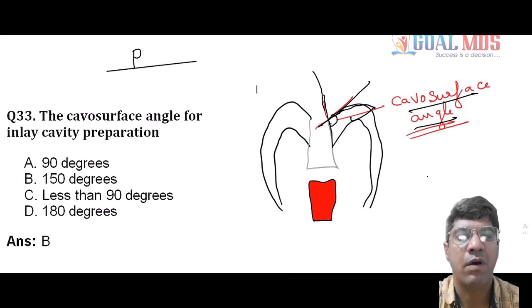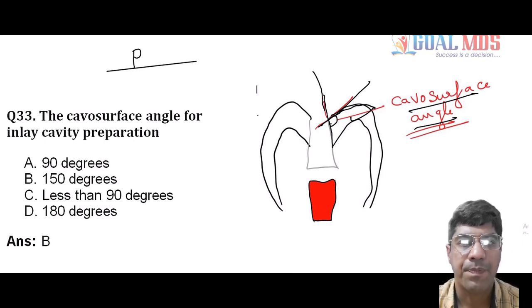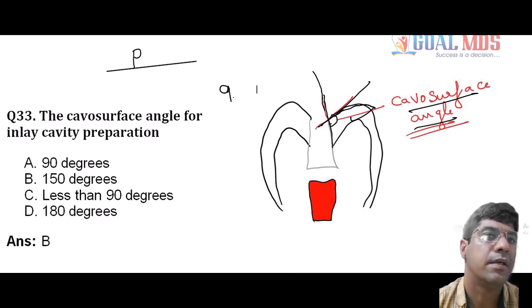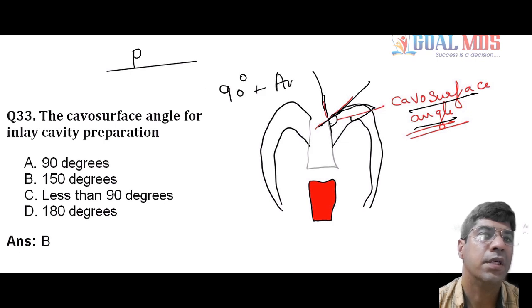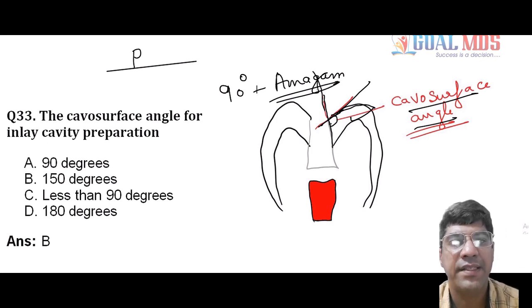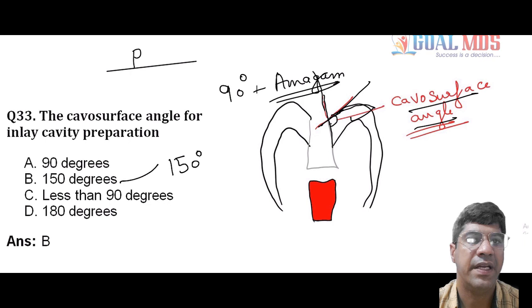Now, the question is, the cavo surface angle for the inlay cavity preparation is? Well, the cavo surface angle will depend upon the type of the restorative material that is being used. When preparing a tooth for a composite filling or amalgam filling, the cavo surface angle typically ranges from 90 degrees. That is for the amalgam. Whereas for the gold inlays, onlays, the cavo surface angle is around 150 degrees.